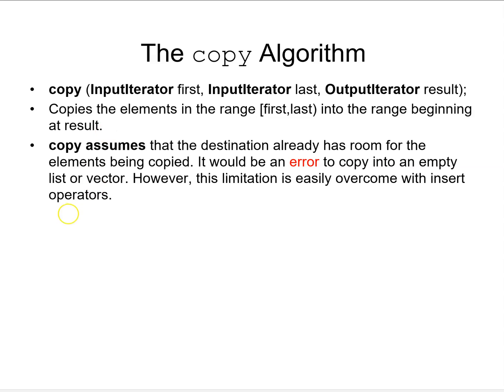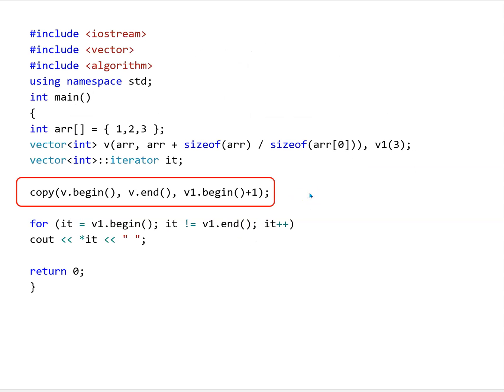However, this is easily overcome with insert iterators. This is contained in the header file algorithm. Copy begin, and here's begin plus 1. And if we run the results, we will see output 0, 1, and 2.